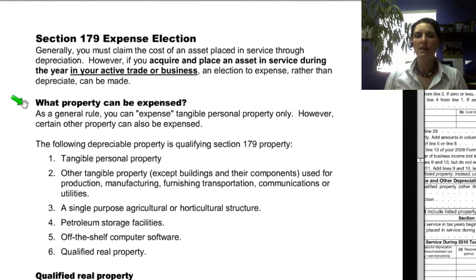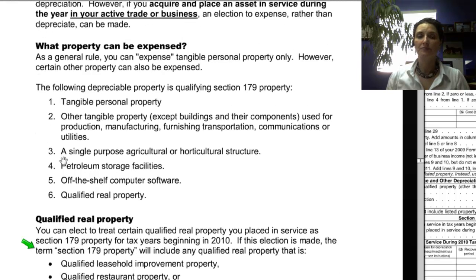So what property can be expensed? As a general rule, you can expense tangible personal property only. However, certain other property can also be expensed. The following depreciable property also qualifies for the Section 179 deduction. That includes tangible personal property, other tangible property except buildings and their components used for production, manufacturing, furnishing, transportation, communications, or utilities, a single-purpose agricultural or horticultural structure, petroleum storage facilities, off-the-shelf computer software, and qualified real property.